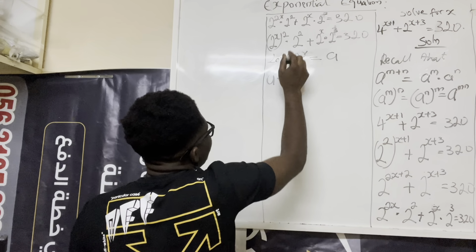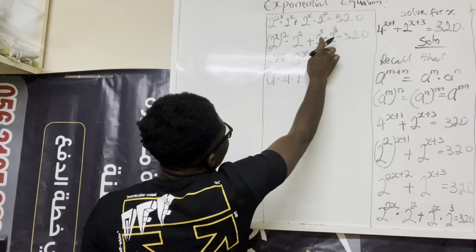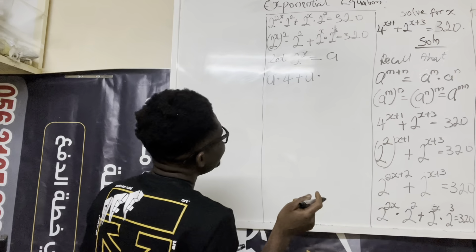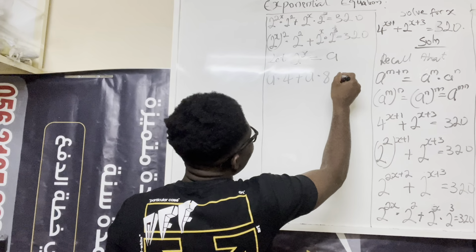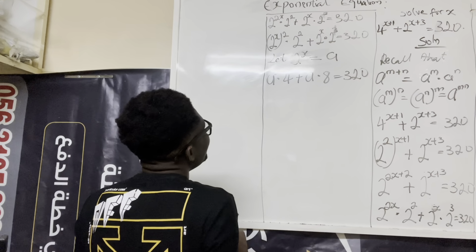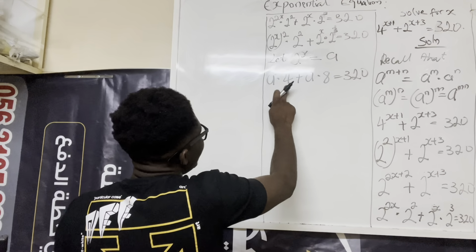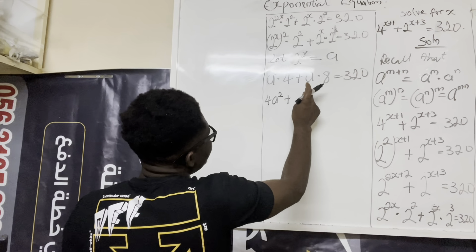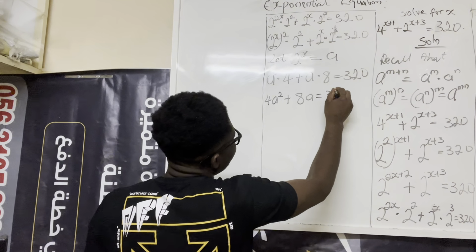So from here, I have a squared, which is this one, multiplied by 2 raised to power of 2, which is the same thing as 2 times 2, which is 4, plus a times 2 raised to power of 3, the same thing as 2 times 2 times 2, which is 8, equals 320. So again, a squared times 4 gives me 4a squared, plus 8 times a gives me 8a, equals 320.